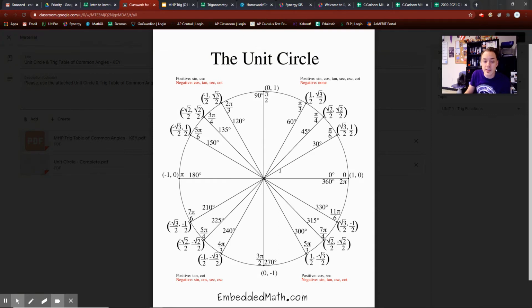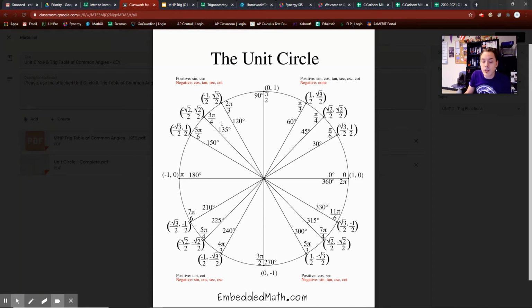Now, you can use this during tests, quizzes, and homework quizzes, perfectly fine. The cool thing about this is if it asks you what sine of pi over 6 is, you can look, and sine of pi over 6 is right here, and sine we already know is y, so it's 1/2. If it wants you to find cosine of 5 pi over 6, well, 5 pi over 6 is right here in the second quadrant, and cosine is the x, so it's negative radical 3 all over 2.